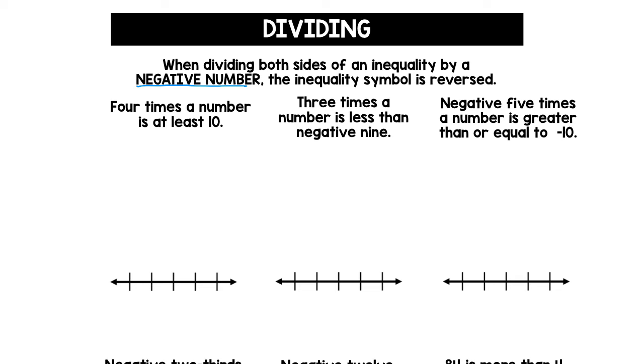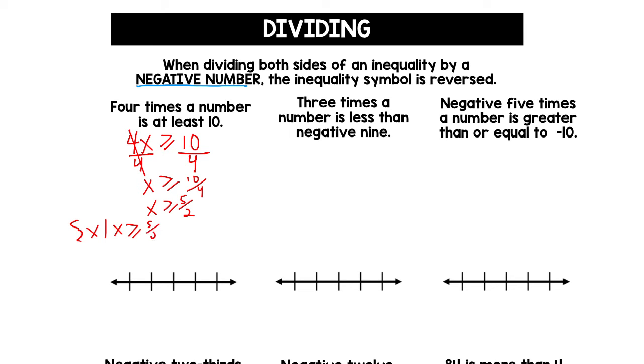So 4 times a number, so 4 times x is at least 10. Well, if it's at least 10, it can be 10 or more. So that's greater than or equal to 10. If we want to get x alone, we need to divide both sides by 4. The 4's cancel. On the left, we've got x greater than or equal to 10 over 4, which we can simplify to 5 halves. If we put it in solution set notation, x is greater than or equal to 5 halves.